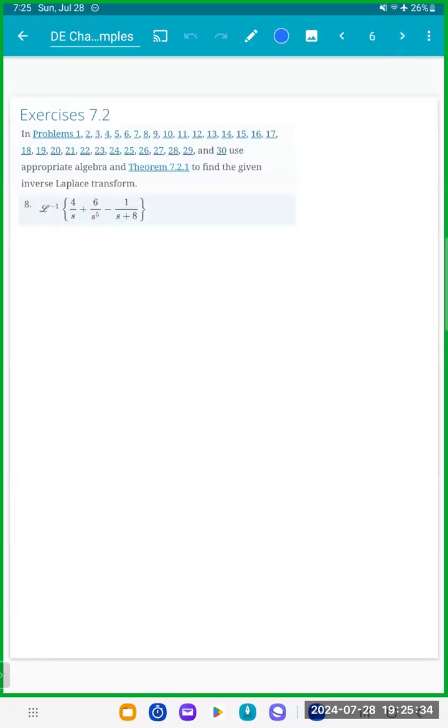Now we're moving into chapter 7, section 2. This is where we're going to start looking at the inverse Laplace transforms. For this one, the inverse is going to be 4 times 1 over s plus 1/4 times 4 factorial over s to the 5 minus 1 over s plus 8.